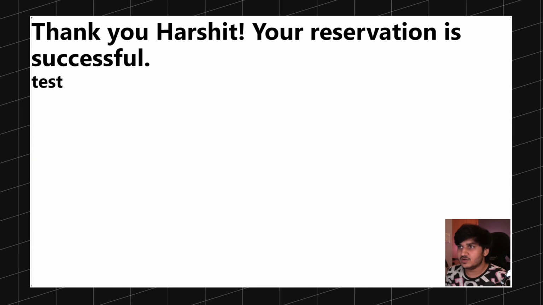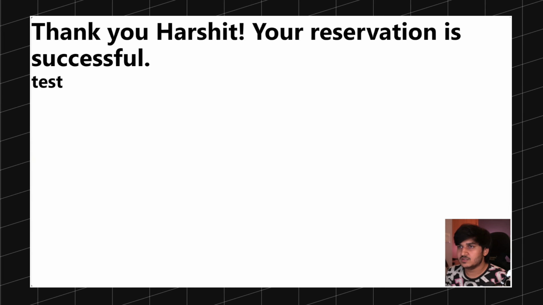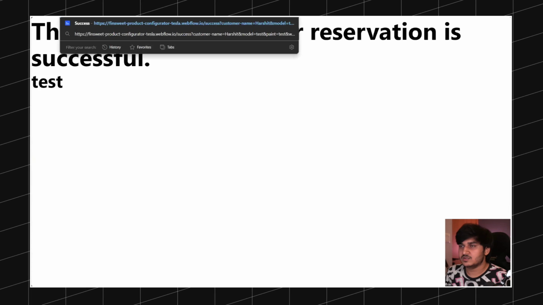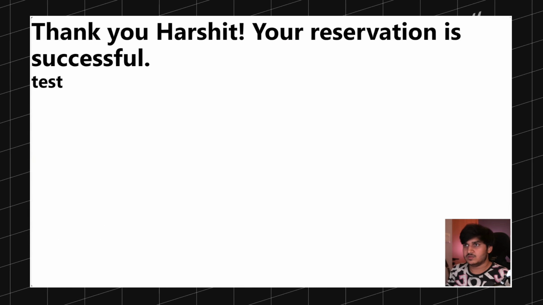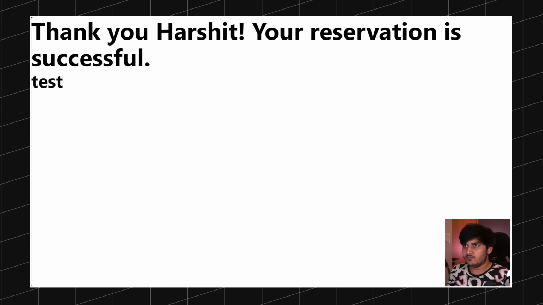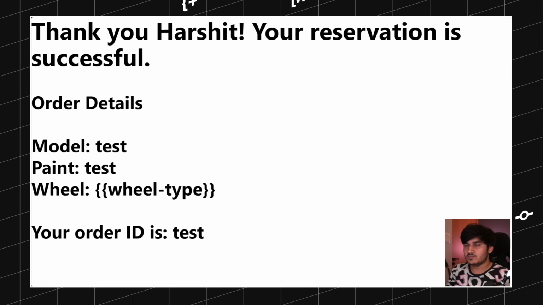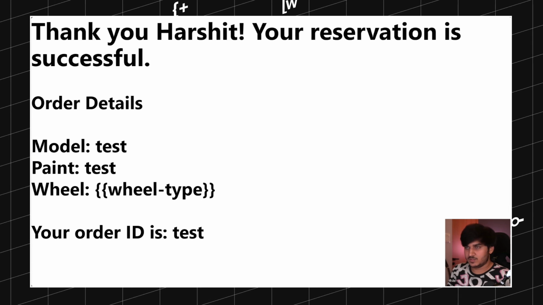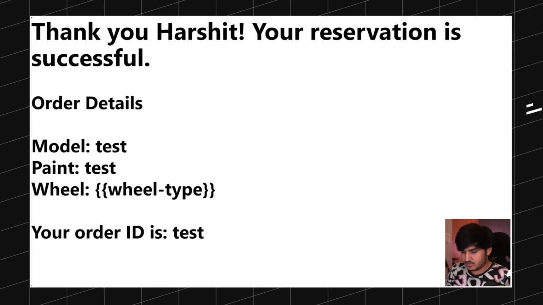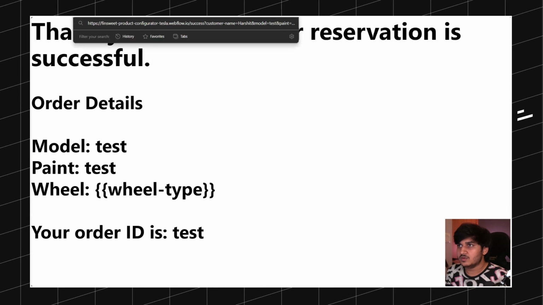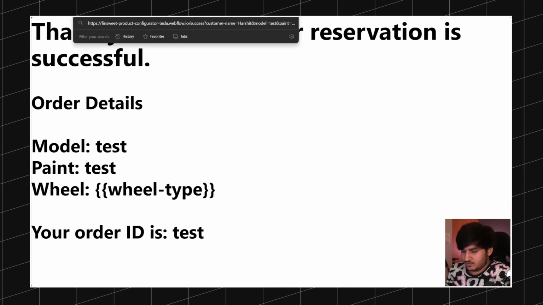Oops, I think I have an error in my wheel type is equal to test. Int is equal to test. Wheel type is equal to test. Okay, here we go. Wheel type is equal to test, and order ID is equal to test.